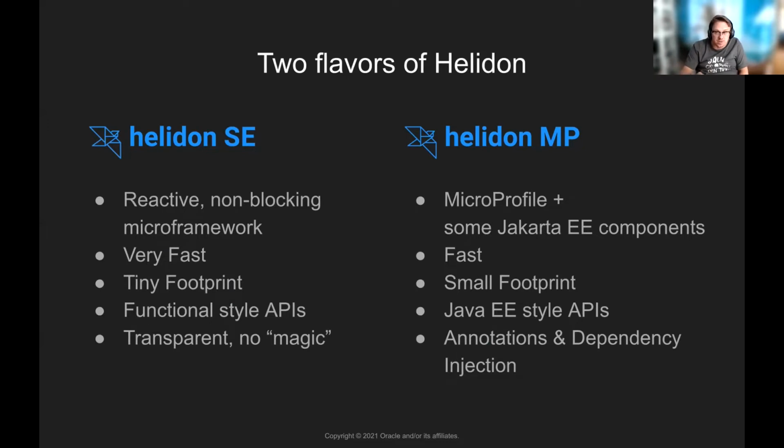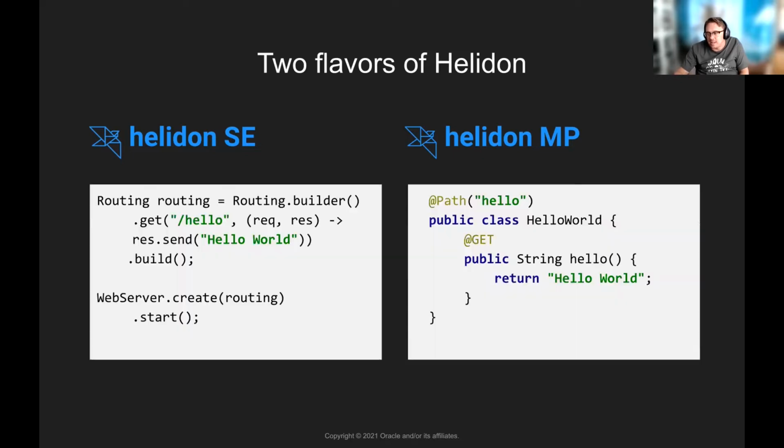It removes all of this MicroProfile wrapping, and it provides you a really reactive, non-blocking micro framework, which without all of this magic is totally fast. There's no magic there, so there are no additional cycles lost, and that's why it has a tiny footprint. It has functional style APIs, which is awesome, and as I say, no magic, transparent, and that's it.